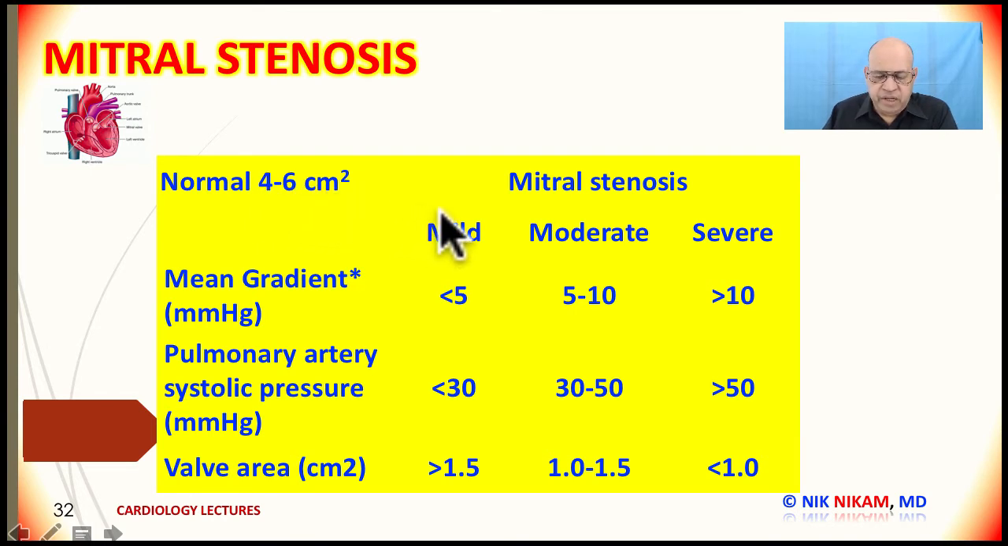When the mitral gradient is less than 5 millimeters of mercury, the valve area is greater than 1.5 centimeters squared with a pulmonary artery pressure of less than 30 millimeters of mercury. If the mitral stenosis is moderate, then we may see a gradient between 5 and 10 millimeters of mercury with a PA pressure between 30 and 50 millimeters of mercury, and the valve area between 1.0 and 1.5 centimeters squared.